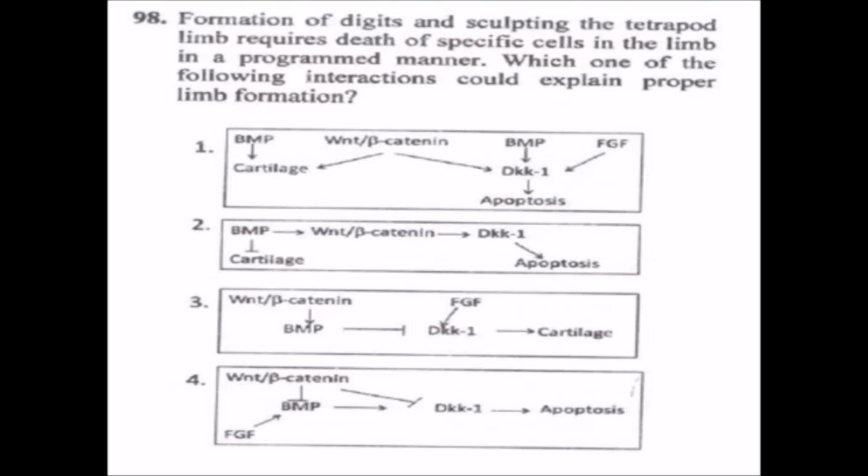Formation of digits and sculpting the tetrapod limbs requires death of specific cells in the limb in a programmed manner, which is also known as apoptosis. Which one of the following interactions could explain proper limb formation? This is quite simple. That is actually the pathway where the apoptosis is induced with the help of WNT and beta-catenin.